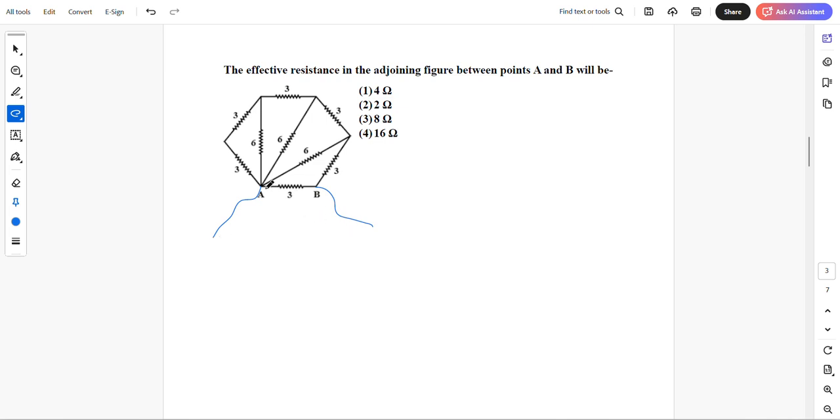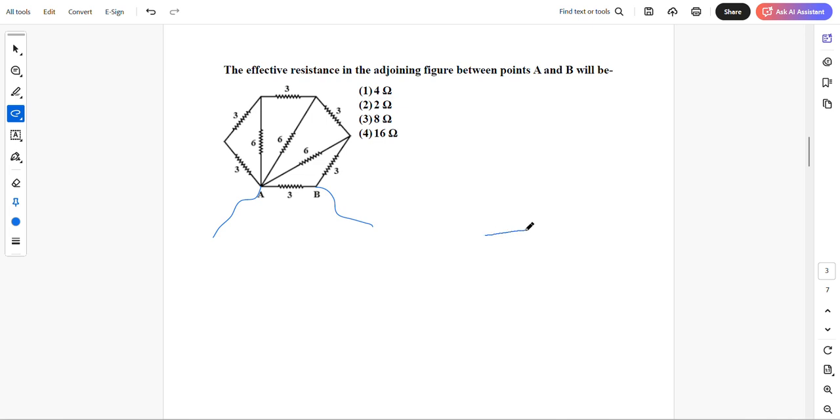If we connect it, current will flow this way. Now this 3 ohm and 3 ohm, they are in what? These two are in series and in parallel with 6 ohm. 3 ohm and 3 ohm in series is 6 ohm, in parallel with 6 ohm is again 3 ohm. Again 3 ohm and 3 ohm in series is 6 ohm. 6 ohm and 6 ohm are in parallel, 3 ohm. Again 3 ohm and 3 ohm in series 6 ohm, in parallel with 6 ohm is 3 ohm.